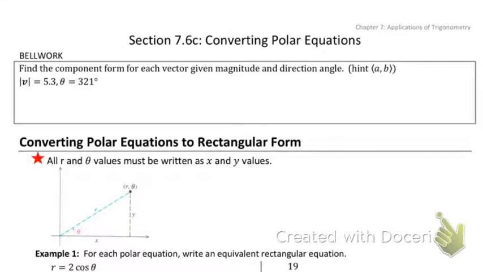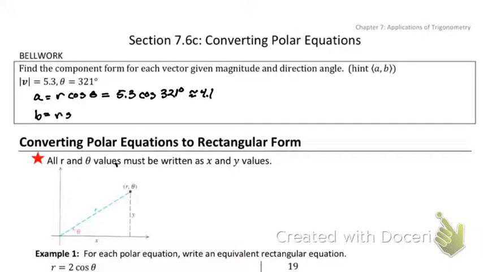Of the given magnitude and directional angle, component form is in the form A, B, where A equals R times cosine of theta. In this case, it'd be 5.3 times cosine of 321 degrees. And that's going to be about 4.1. Well, they'll have 4.1 in it somewhere.